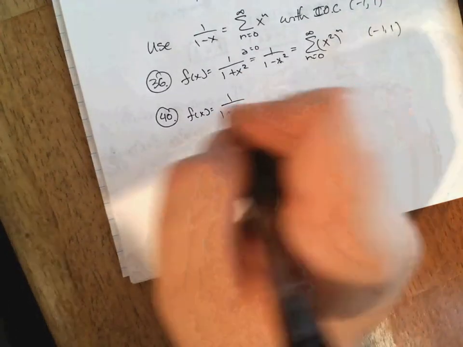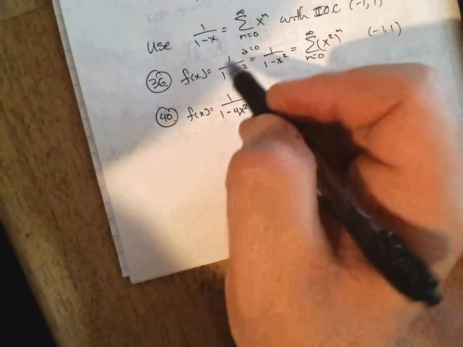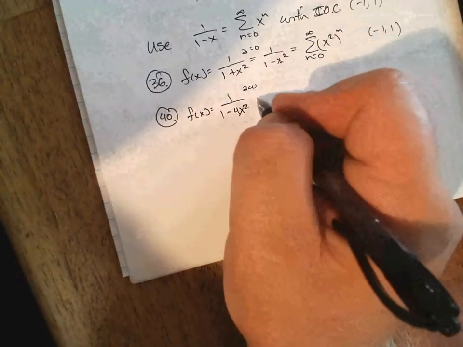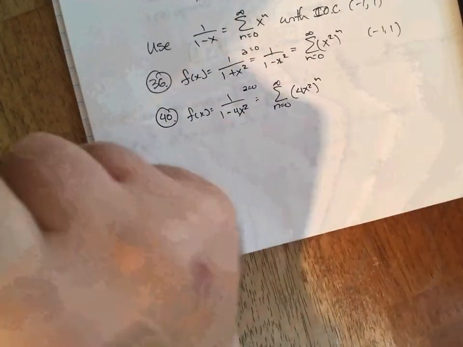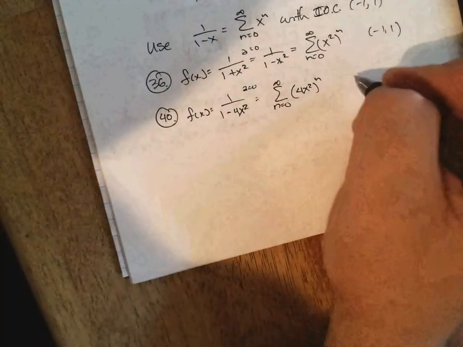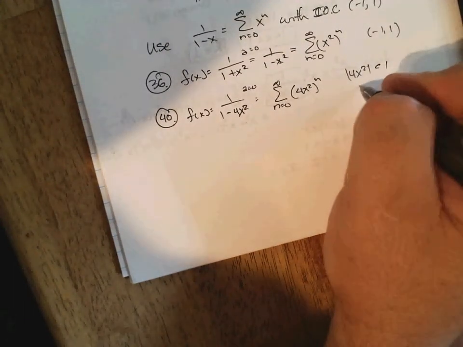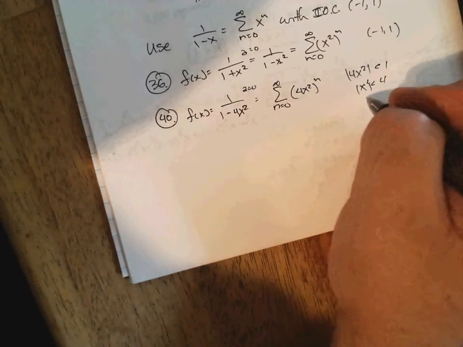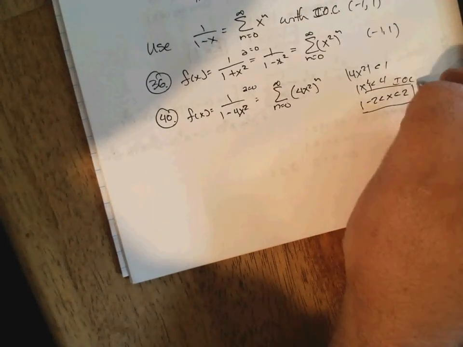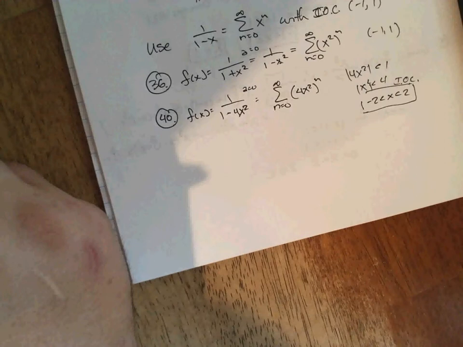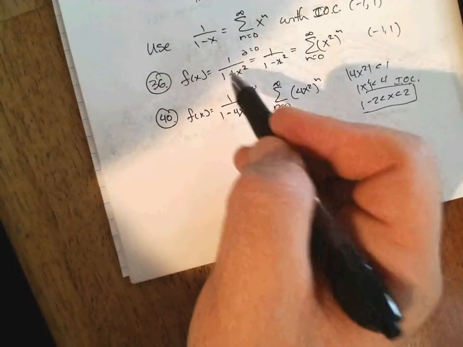And finally, last example, number 40. F of x in 40 is 1 over 1 minus 4x squared. And this again is centered at 0. Now playing the role of x is 4x squared. So that's going to be this as the power series. Okay, and this is going to converge for 4x squared less than 1, which means x squared is less than 4 in absolute value, which means that x is between -2 and 2 for the interval of convergence.